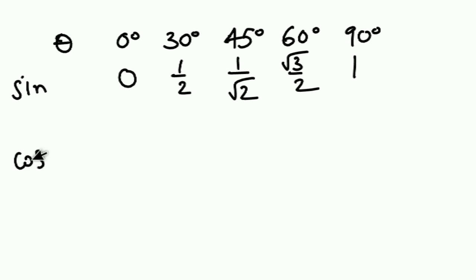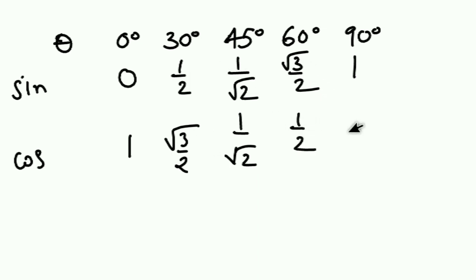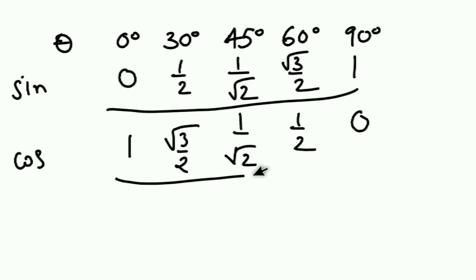So let's see values for cos theta. So cos 0 degree will be 1, cos 30 degree will be root 3 divided by 2, cos 45 degree will be equal to 1 by root 2, cos 60 degree will be half, and cos 90 degree will be 0. You can reverse this part so that you can get the cos theta values.